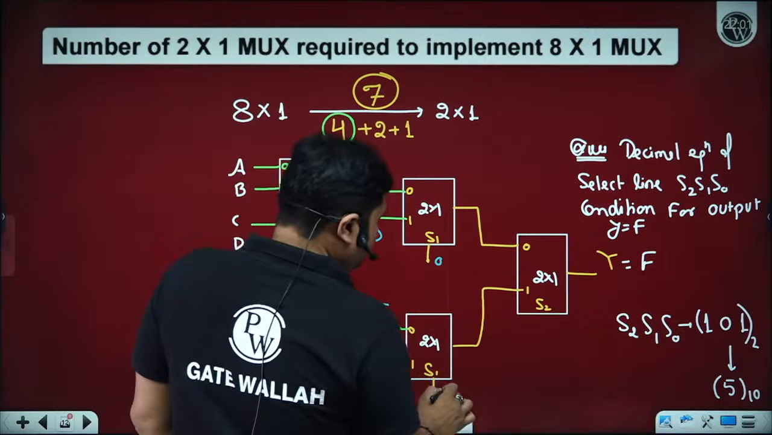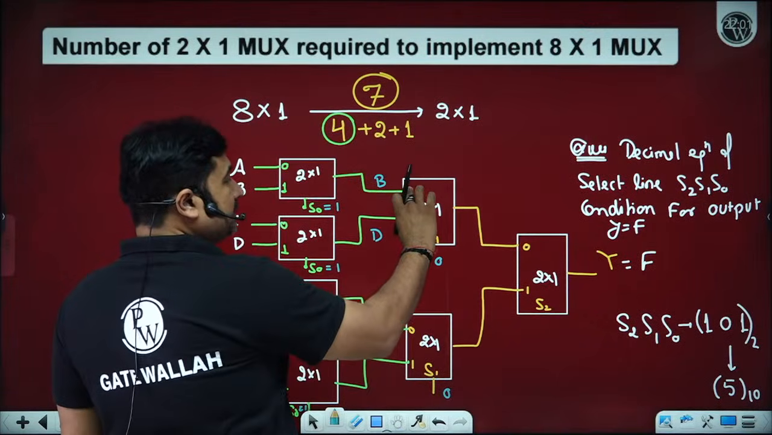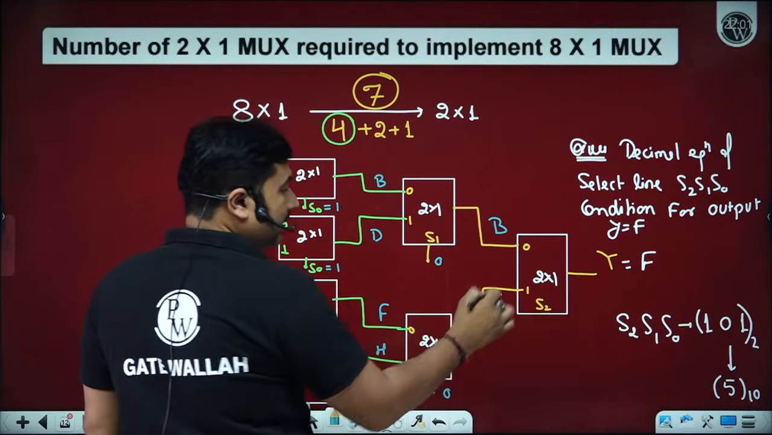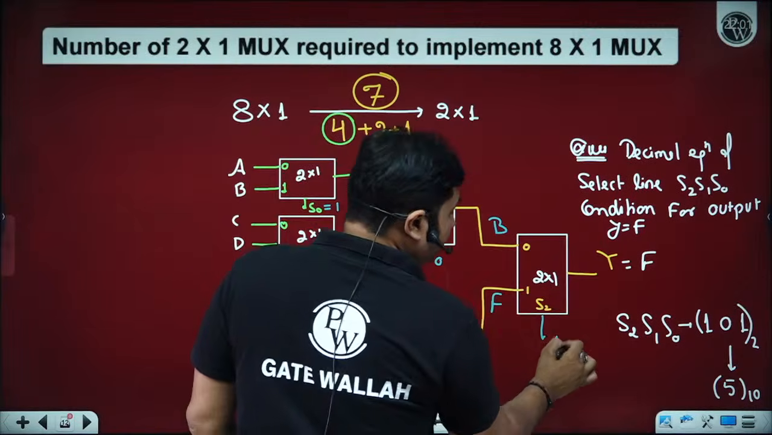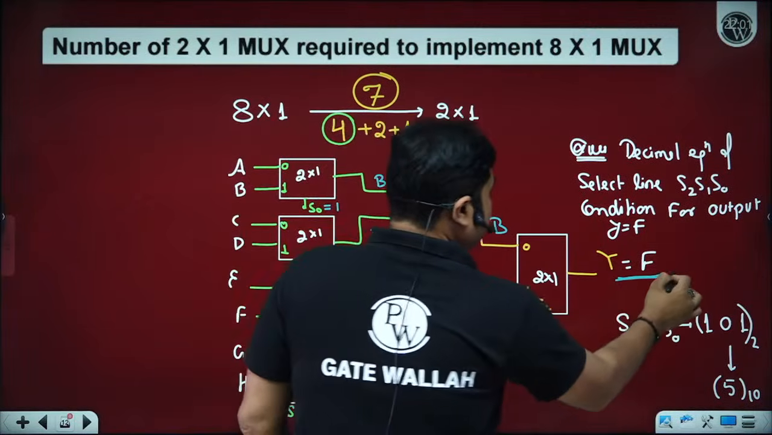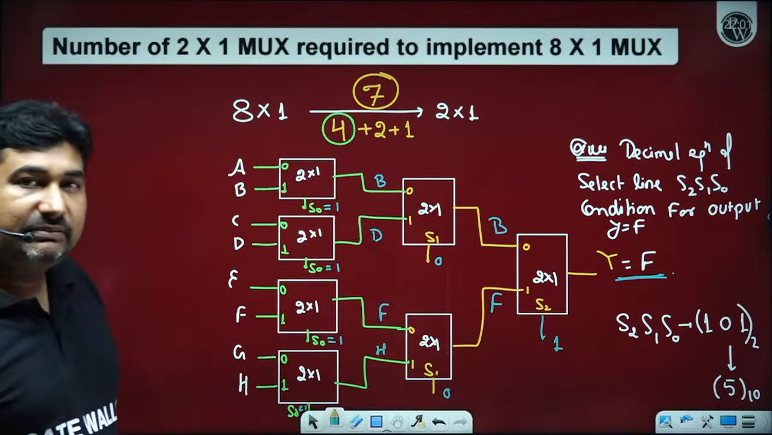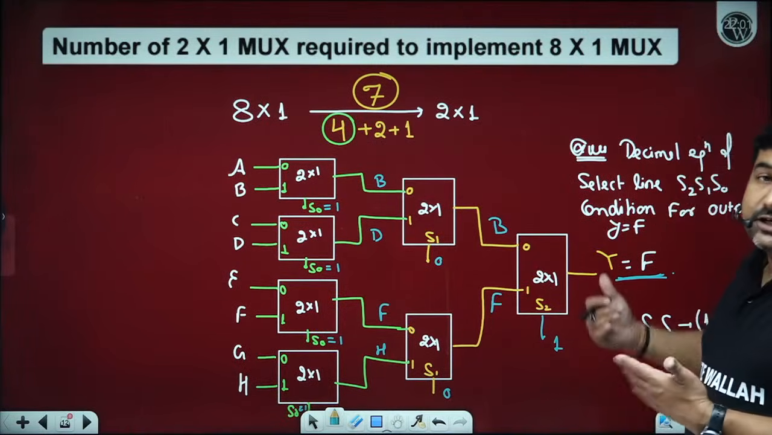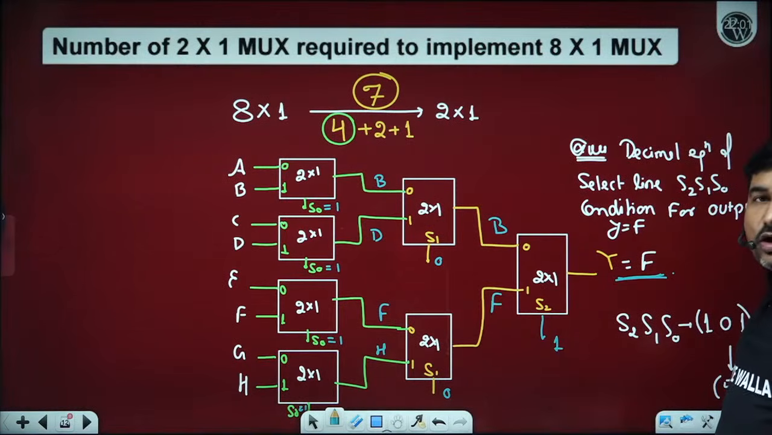Now this is 0. 0 means out of the 0, 1 select lines, B is being selected. Out of this, F is selected. Again, S2 is logic level 1. So F is being selected at the output. How many of you are now able to understand, Betaji, the working of a multiplexer, even the implementation of a higher order multiplexer by using lower order multiplexers?